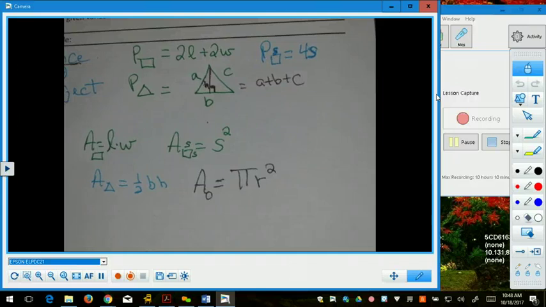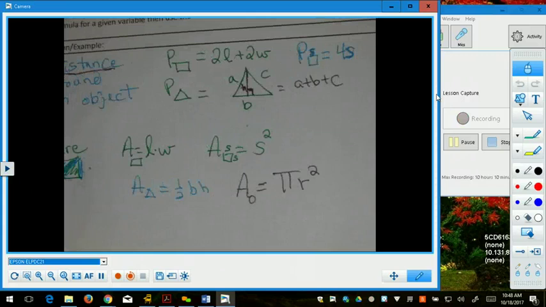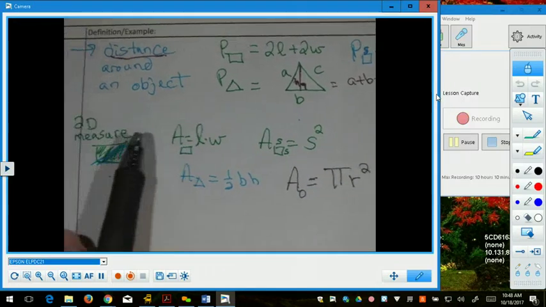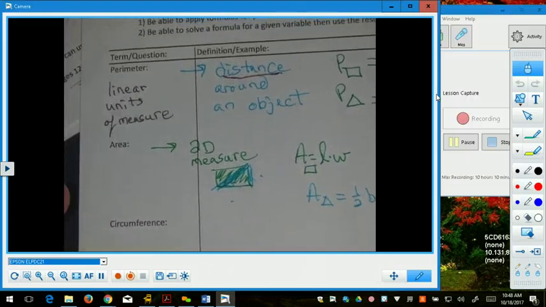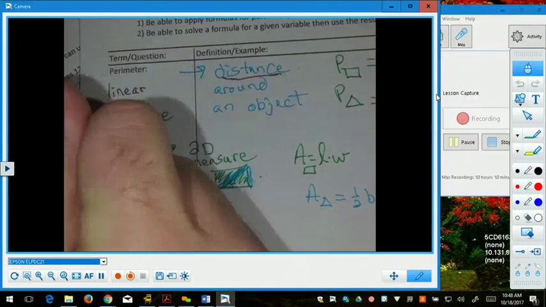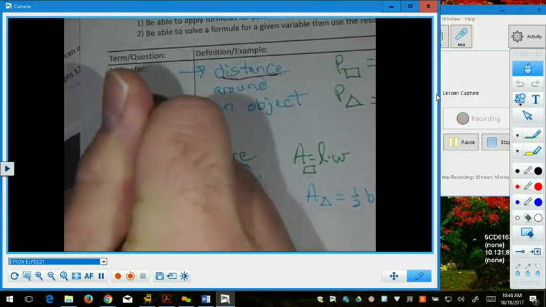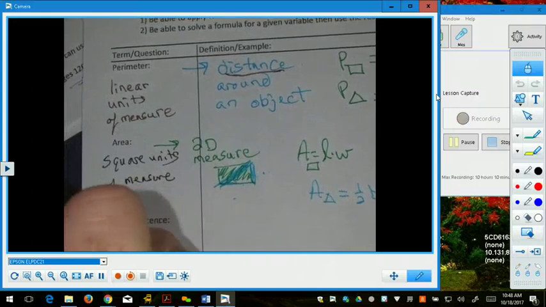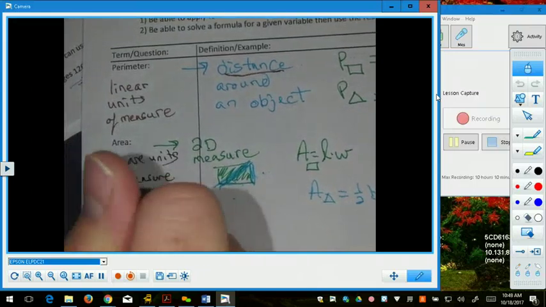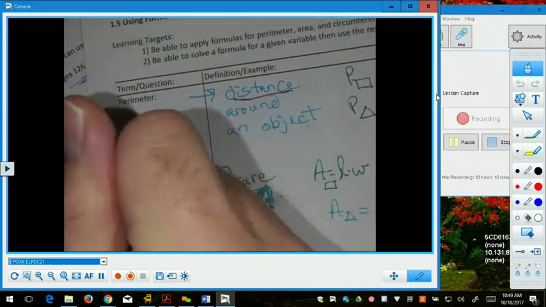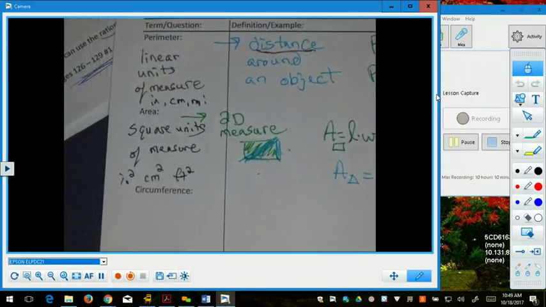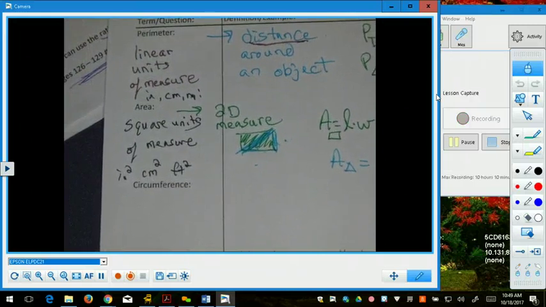And how I remember that it's radius squared and not 2 pi r is that area is a two-dimensional measure. And because it's a two-dimensional measure, my units are not linear units. They are square units of measure. Like inches squared, centimeters squared, feet squared, miles squared. Okay, so perimeter is linear units, area is square units.